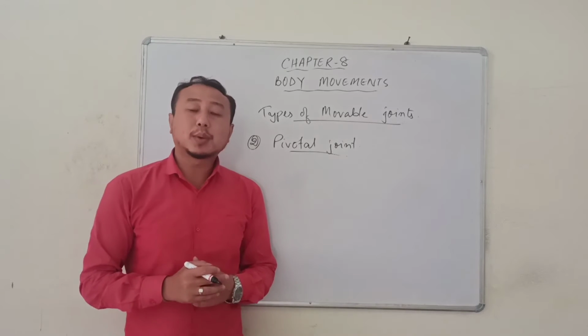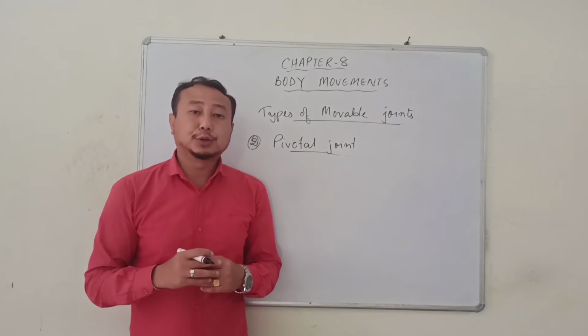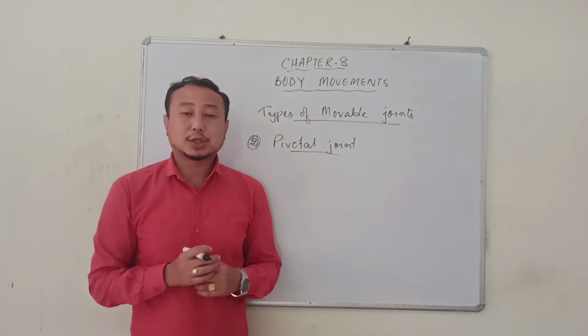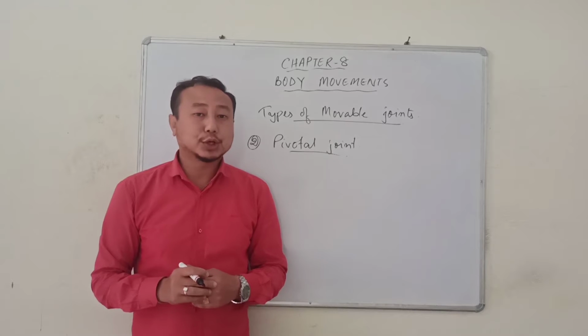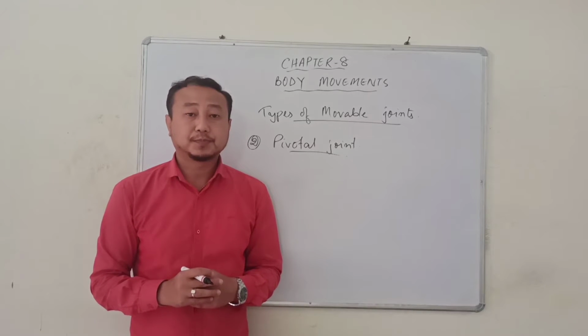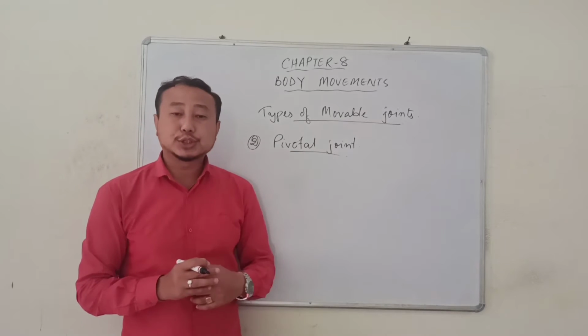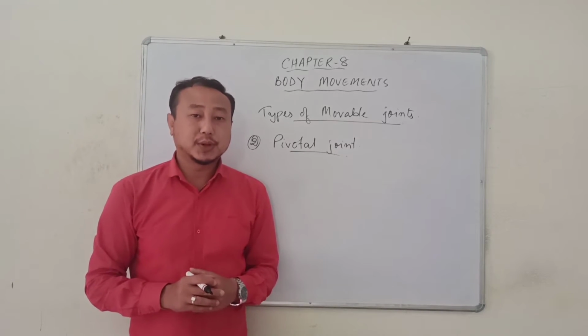The second type of movable joint is the pivotal joint. The pivotal joint allows the rotation of a particular part of the body where it is present. It is present in the neck portion, because of which we are able to rotate our head in any direction. So this is about the pivotal joint. Now let us come to the next type of movable joint.